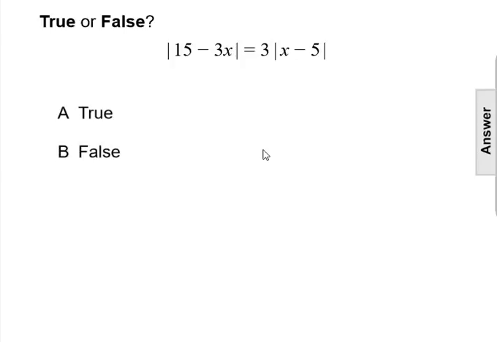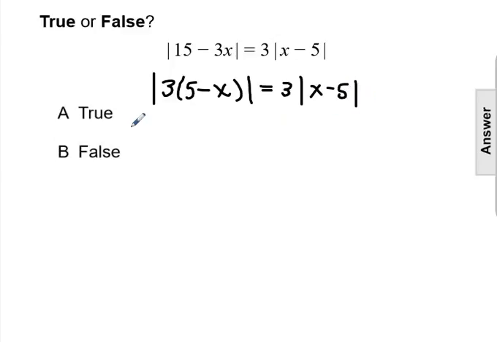True or false? The absolute value of 15 minus 3x is equal to 3 times the absolute value of x minus 5. So let's try and write the left side, the absolute value on the left, to look like the absolute value on the right, working with factors. So let's factor out a 3 so that we have the absolute value of 3 times 5 minus x is equal to 3 times the absolute value of x minus 5.